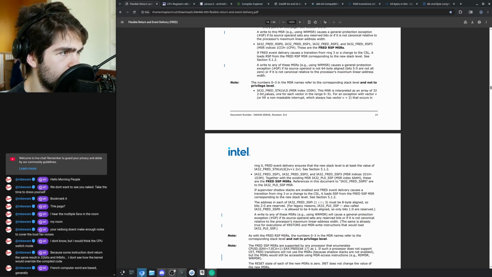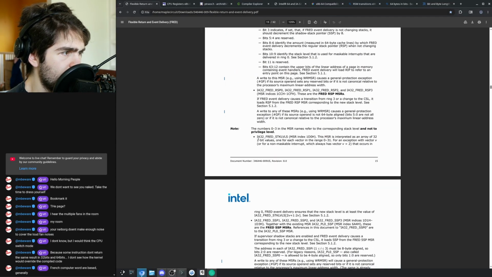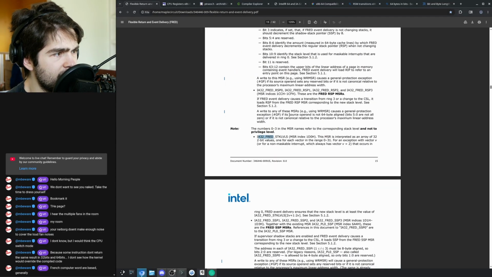I'm not sure I understand. And is this like part of a note? No, it's not part of a note anymore. Okay. IA32_FRED_STKLVLS, stack levels.